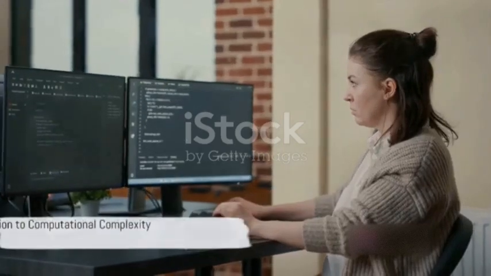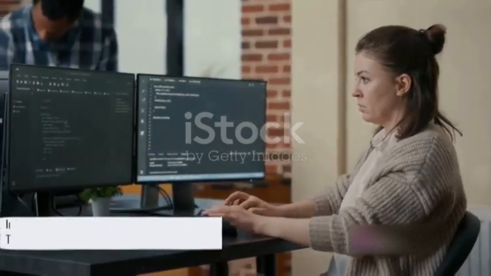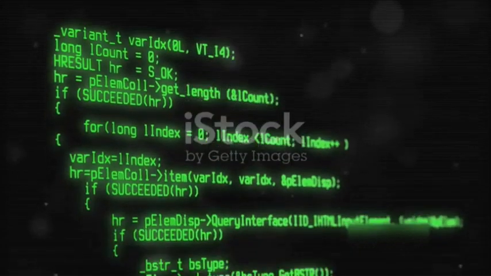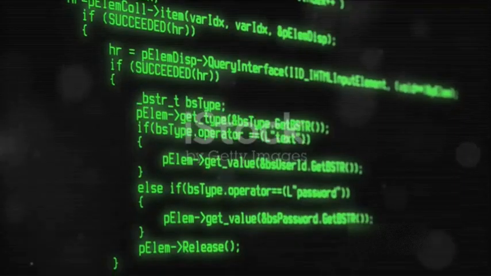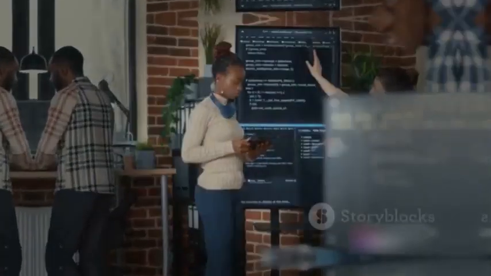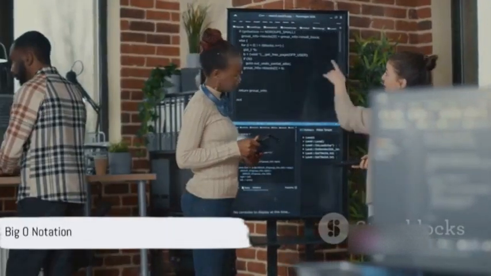Why does it matter how much time an algorithm takes to run or how much memory it uses? Well, the answer lies in computational complexity theory. It's the key to ensuring efficient code, and it's a cornerstone of computer science. First, let's delve into the concept of Big O notation.